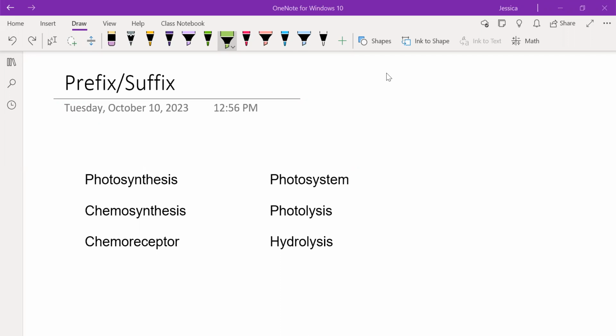But I'm just going to go through some examples of how I might connect these words to different words that they've either already learned or that they're trying to learn. So here is a collection of six words that I've pulled from Science 10, Bio 20, Bio 30, even earlier on in our junior high system. So we can see that we've got a few that include the prefix photo.